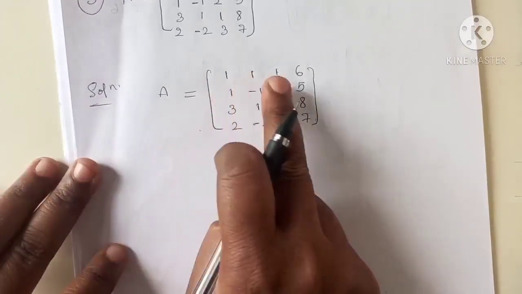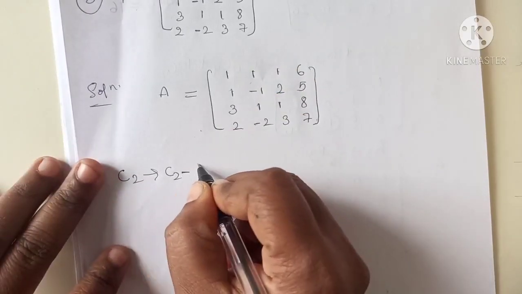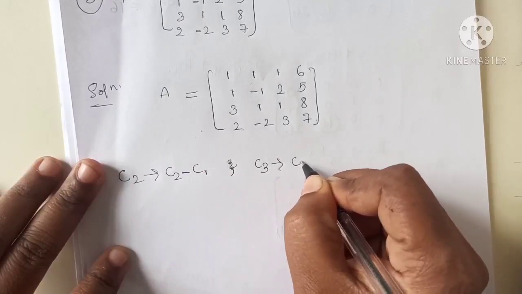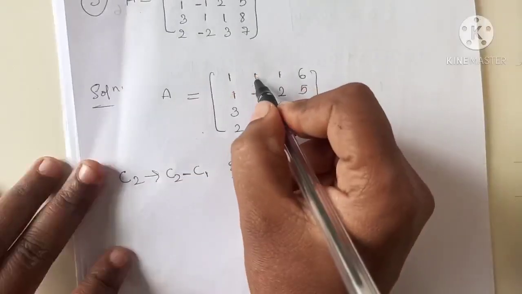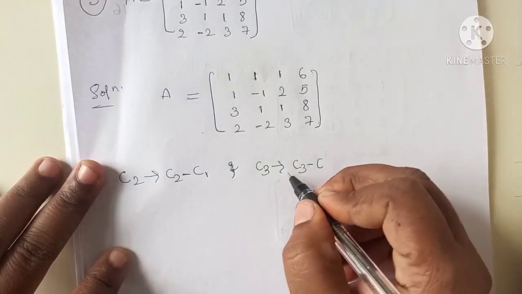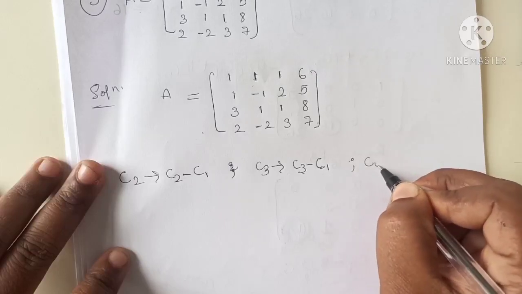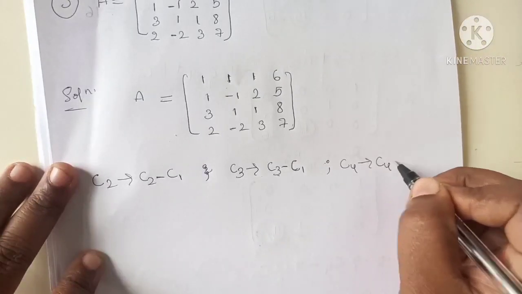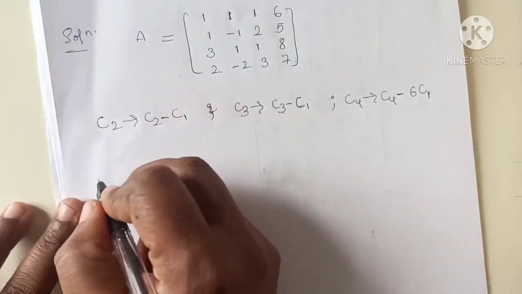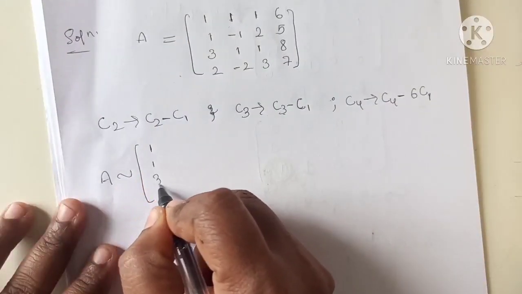First we apply the column operation here. C2 equals C2 minus C1, C3 equals C3 minus C1, because here these are 1 1, therefore it is easy to simplify. Therefore we apply the column operation first, and C4 equals C4 minus 6 into C1. So applying column operations, A is equivalent to first column as it is.